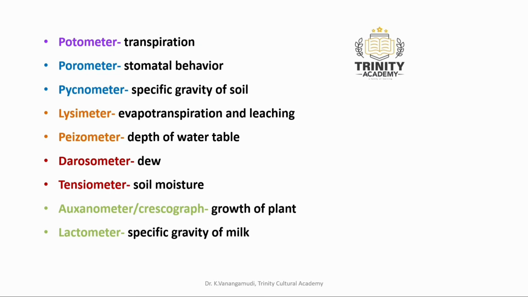Photometer records transpiration. Stomatal behavior is recorded by porometer. Lysimeter is used for measuring evapotranspiration and leaching. Piezometer measures depth of water table. Dew is recorded by drosometer. Tensiometer is used for recording soil moisture. Growth of plant is recorded by auxanometer or crescograph. Lactometer is used for recording specific gravity of milk.